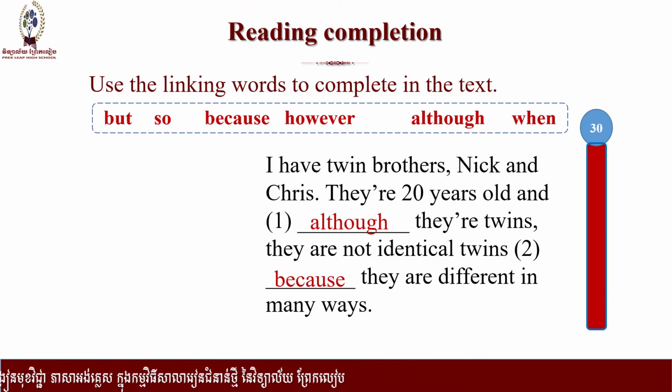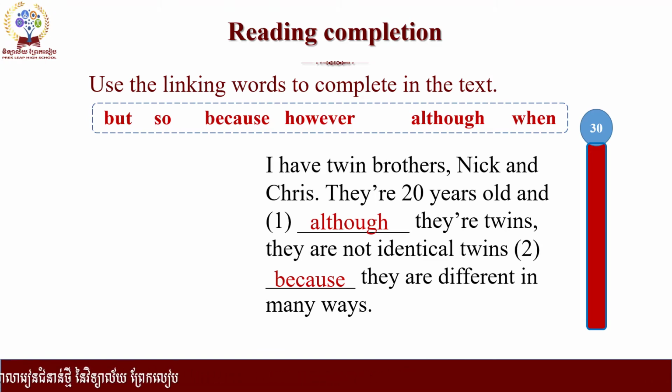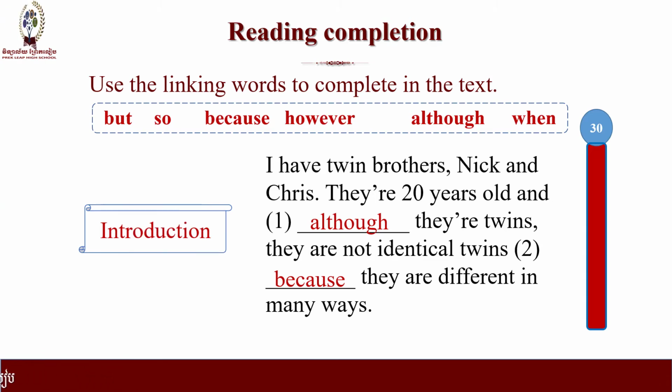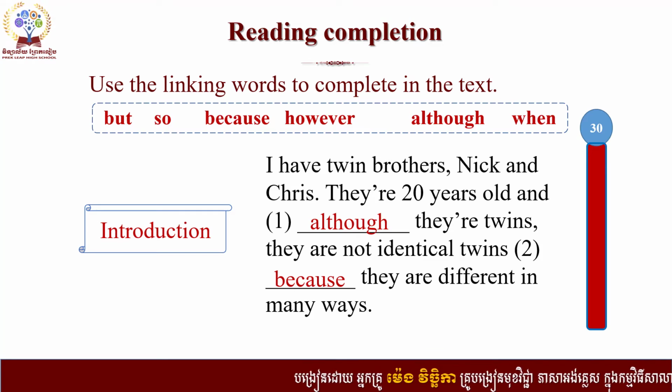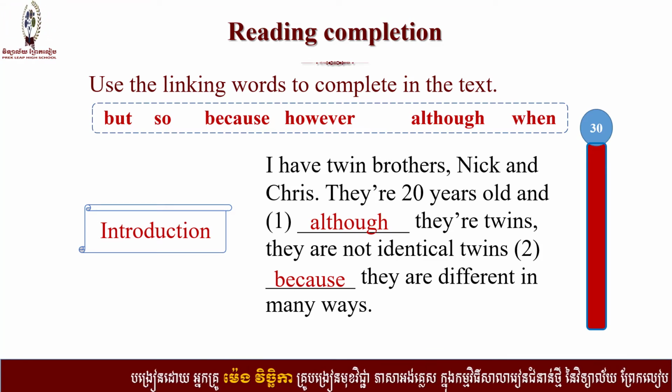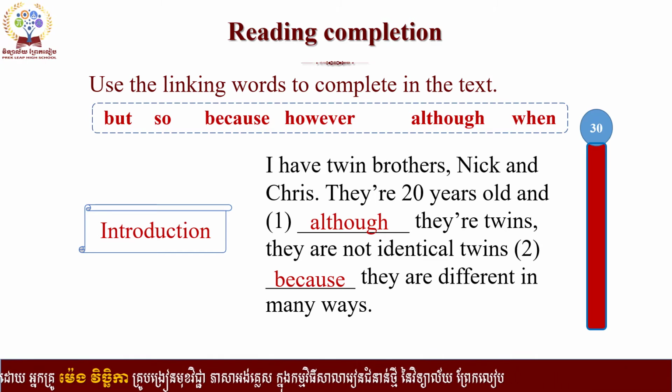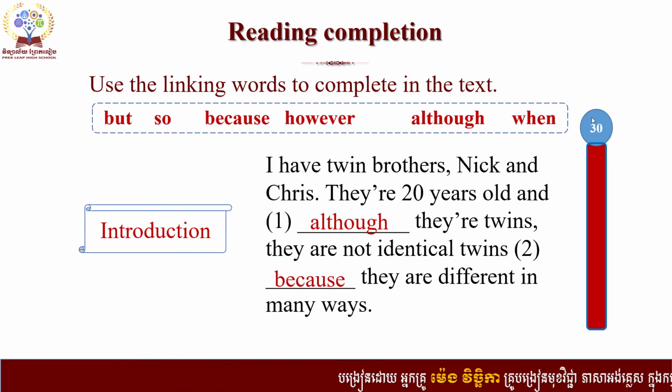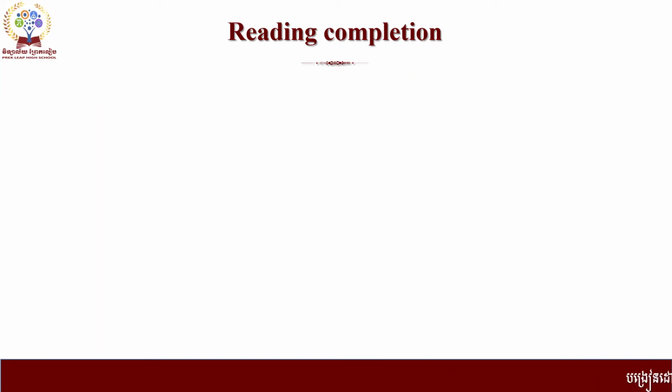So what is the first paragraph called, everyone? Yes, all right. It is the introduction of the writing. In the introduction, you mention some information that you are going to talk about. So in this, the writer is going to talk about the twin brothers, Nick and Chris, by comparing these two people. So in the first paragraph, you mention what you are going to talk about in your writing. Okay, so now let's move on to the next.